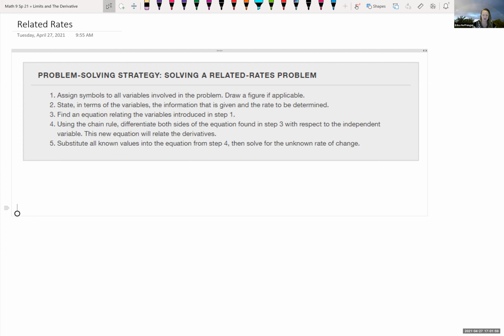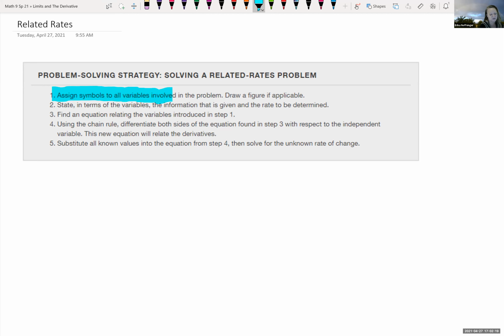Anyways, so we have some problem solving strategies in solving these word problems. And so let's just go through that really quickly. So first thing you're going to do, read through the problem, read through it again, and then we're going to start pulling out information. So you're going to assign symbols to the variables involved in the problem. And if applicable, it's not always applicable, you're going to draw a sketch or a figure.